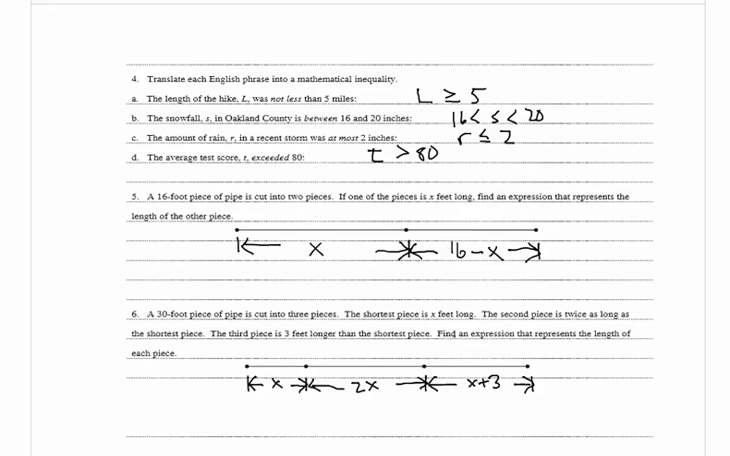And now it wants us to find an expression that represents the length of each piece. And we did this as we went. So the expression for the shortest piece was x. The expression for the second piece is 2x. And the expression for the third piece is x plus 3. And that's our video on translating statements into algebra.